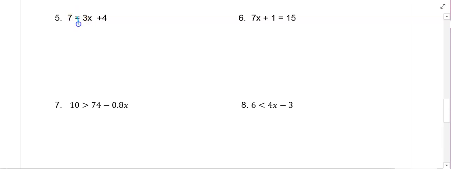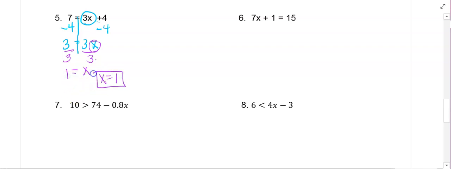It still works. What do I want to get by itself? The 3x. What do I want to get rid of? What's everything by it? On this one, it's a plus 4. How do I get rid of plus 4? With minus 4. So I have 3 equals 3x. Now, what do I want to get by itself? The x. What do I need to get rid of? This times 3. How do I get rid of times 3? Divide by 3. So x equals 1, or you can rewrite it because it's always going to be in that standard form like that. The other thing you could do is immediately reverse it and rewrite it. But why? That's just more work on you.